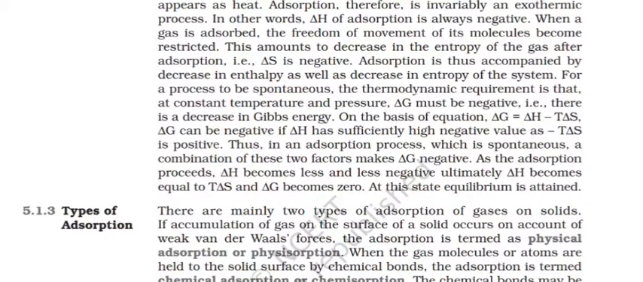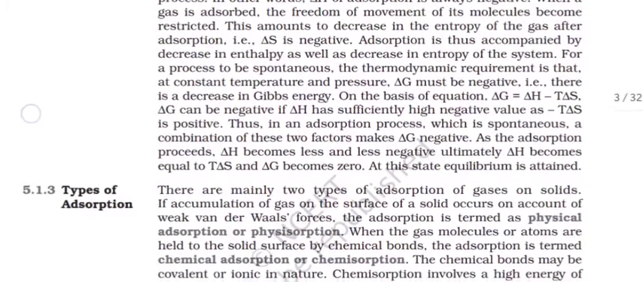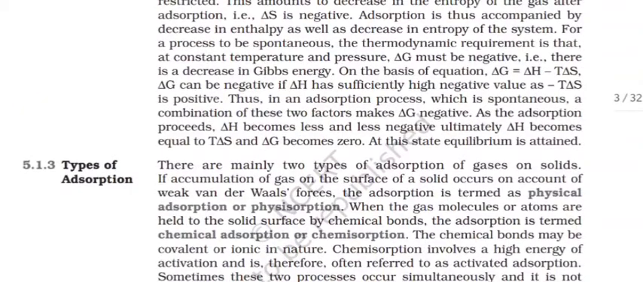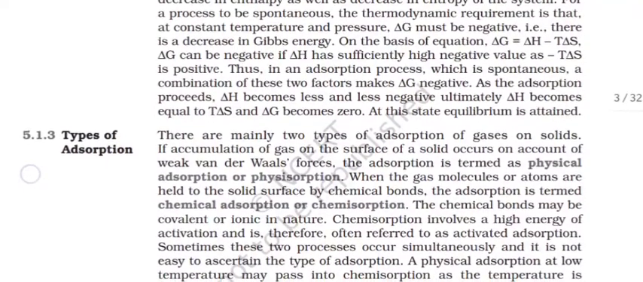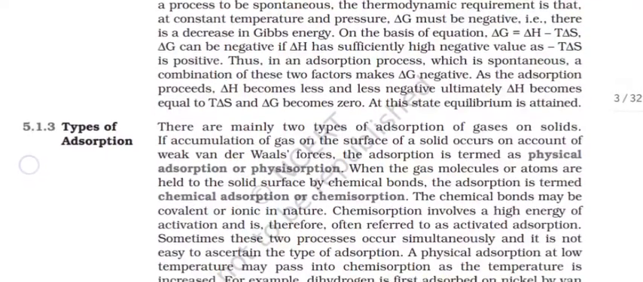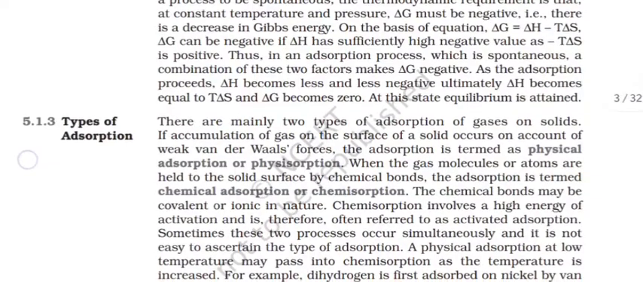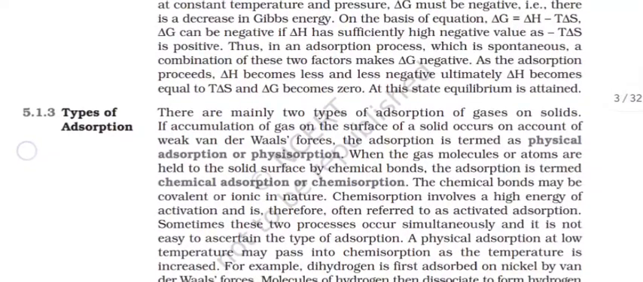When a gas is adsorbed, the freedom of movement of its molecules becomes restricted. This amounts to a decrease in entropy of the gas after adsorption, that is, delta S is negative. Adsorption is thus accompanied by a decrease in enthalpy as well as a decrease in entropy of the system. For a process to be spontaneous, the thermodynamic requirement is that at constant temperature and pressure, delta G must be negative, that is, there is a decrease in Gibbs energy.